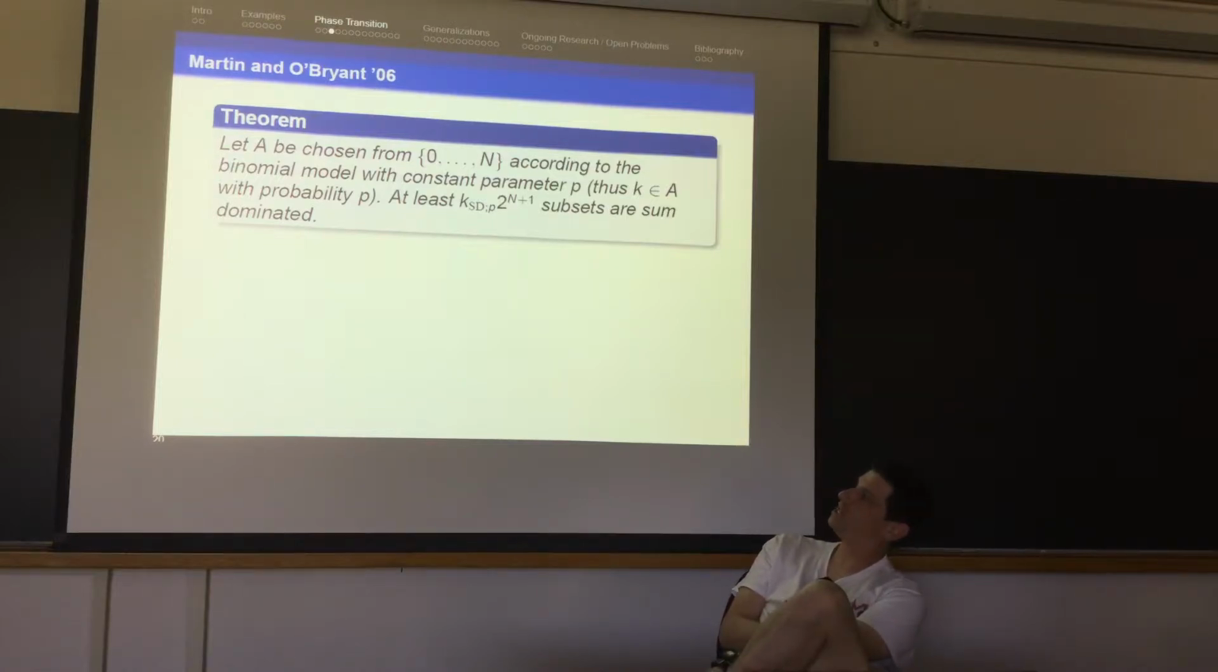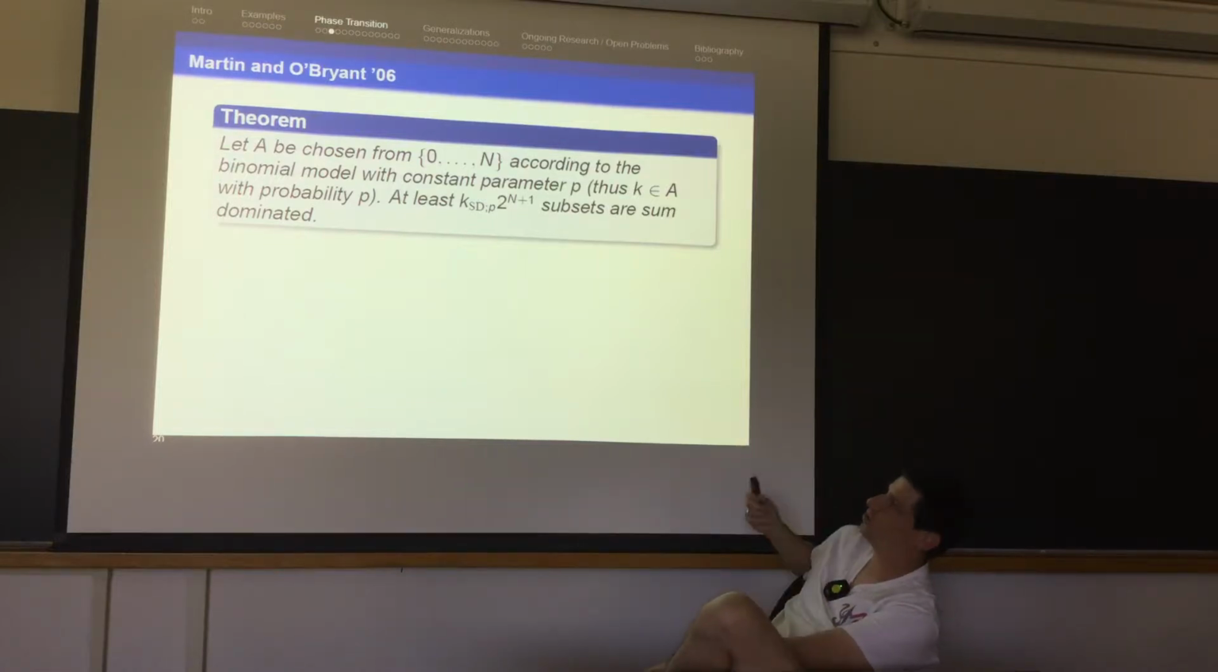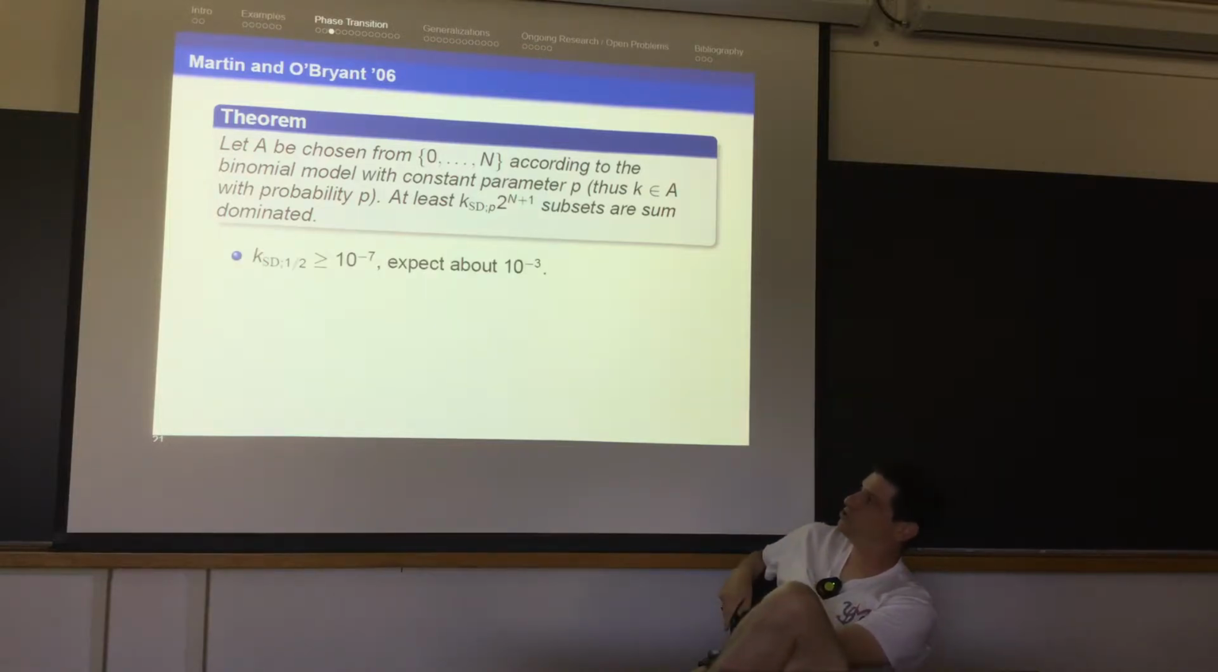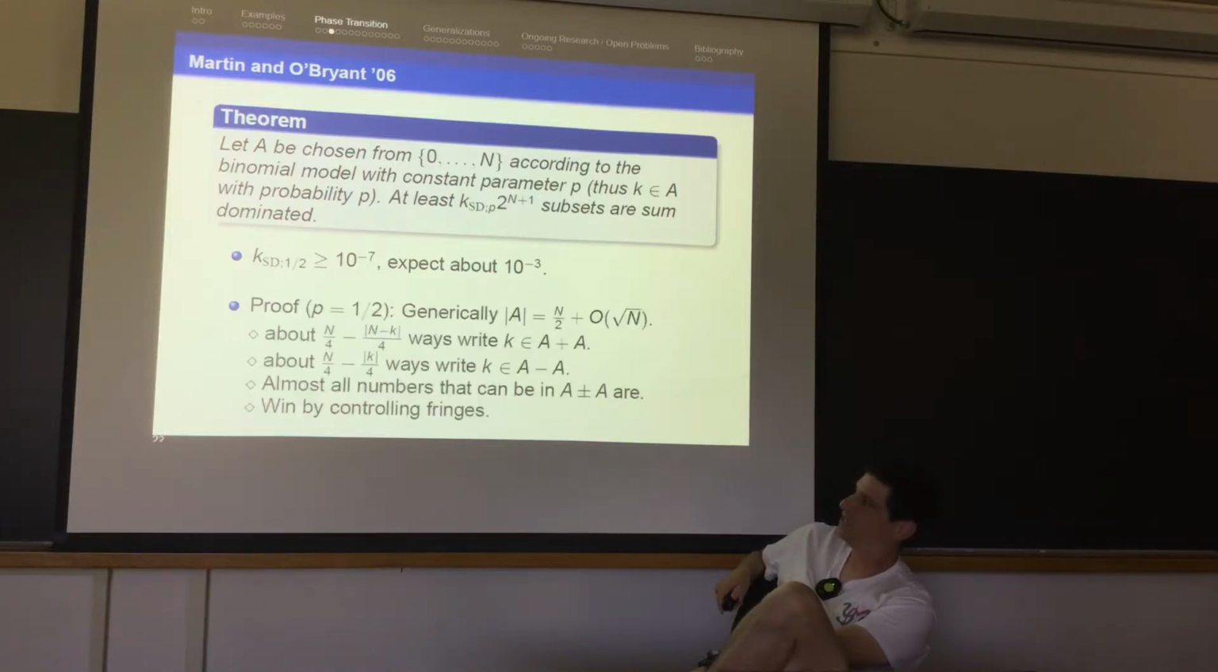So the big theorem is let A be chosen from 0 to n according to the binomial model with constant parameter p. So no independence. Then there's a positive percent of sets that are sum dominated. And Martin and O'Brien were able to show it's at least 10 to the minus 7. We now know it's around 10 to the minus 3. And roughly, here's the proof when p is a half.